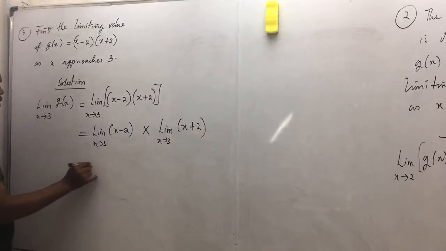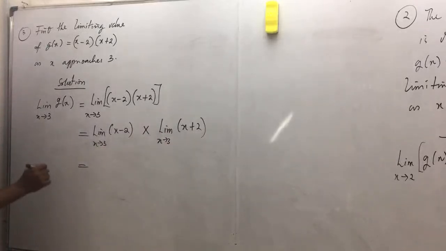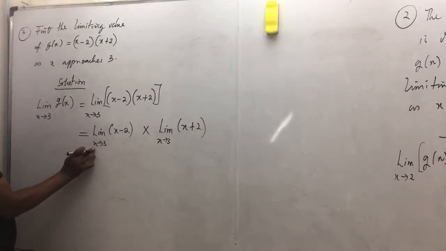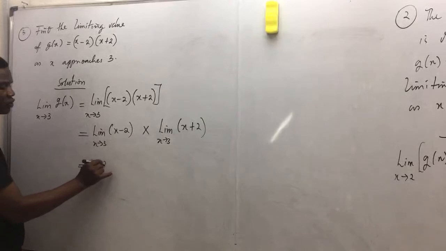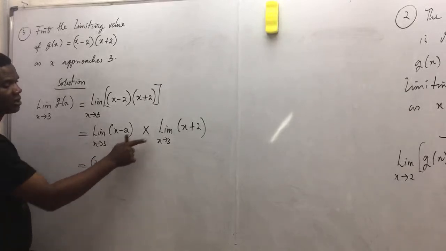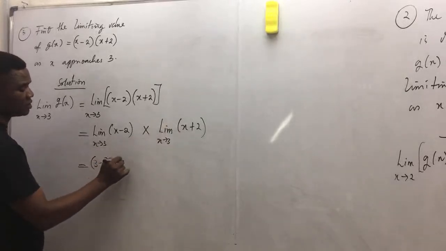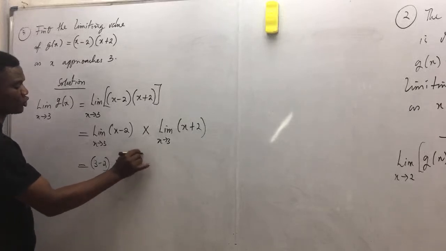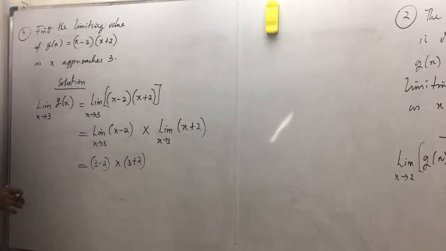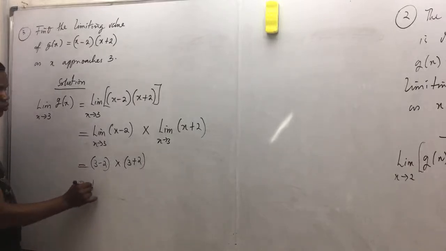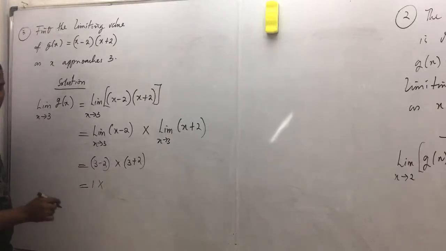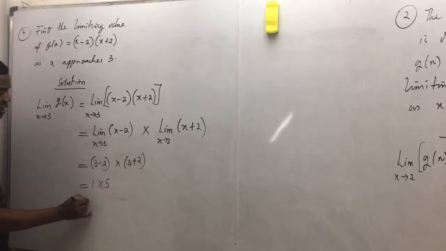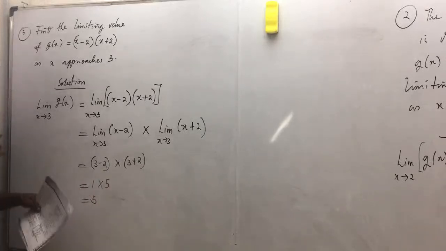Now, because each of them is a polynomial function, all I'm going to do is simply replace x with 3. So this will give me 3 minus 2 times, in place of x, I'm going to be putting 3 again. This will give me 3 plus 2. So the result simplifies to 3 minus 2 times 3 plus 2, and 3 minus 2 is 1, 3 plus 2 is 5, and that will give me the limit of that function as 5.